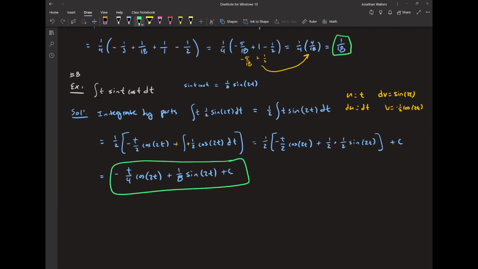So that's a little tricky because you had to use that trig identity before you integrated by parts. That make sense? Cool. Number 10.